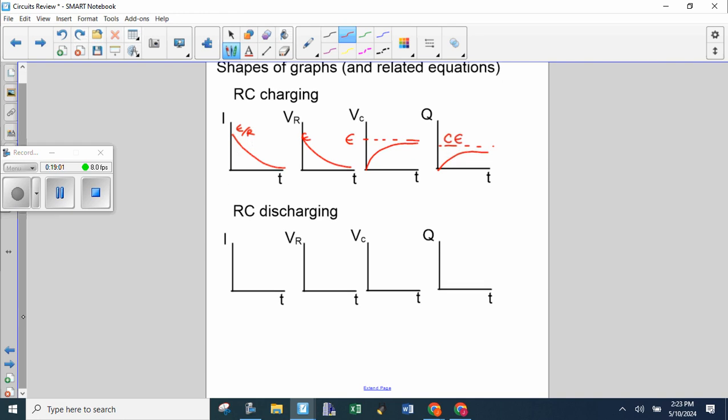Okay? For the discharge, they're all decayed. Every one of them is decay because you don't have a source of charge anymore. When you remove the battery and you discharge the capacitor through the resistor, you're going to lose charge, the current's going to drop, the voltages are going to drop, you're going to end up with zeros all across the board.